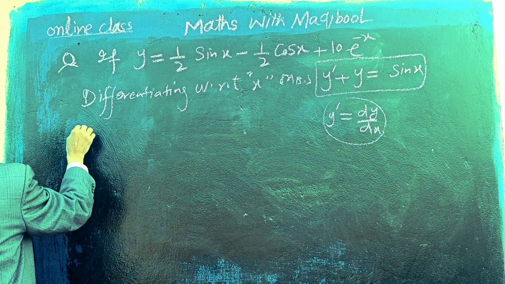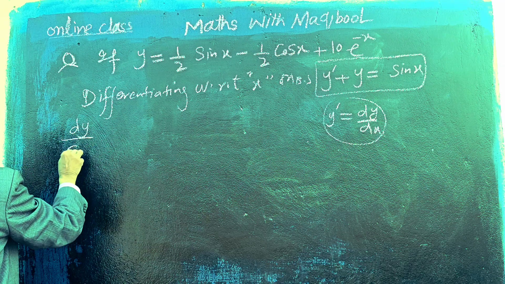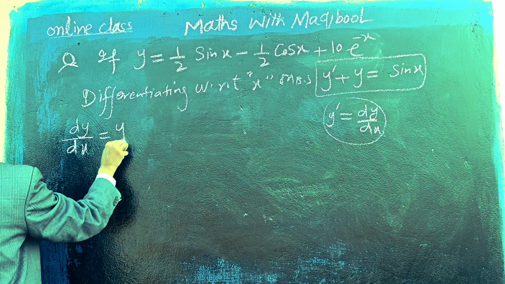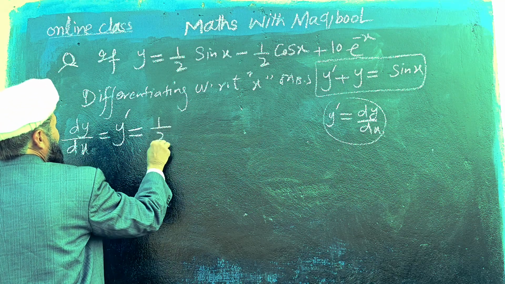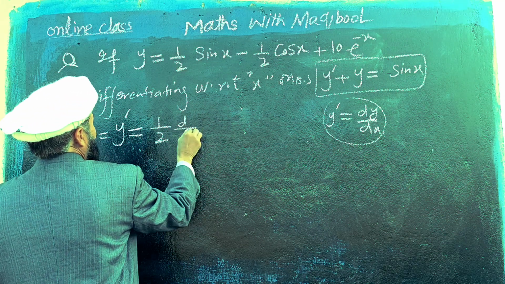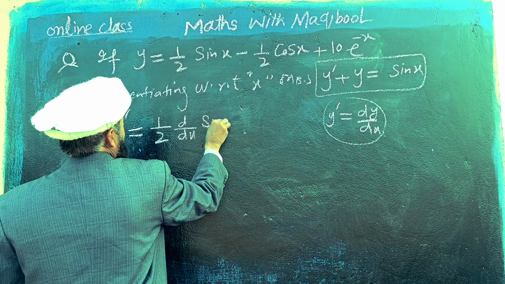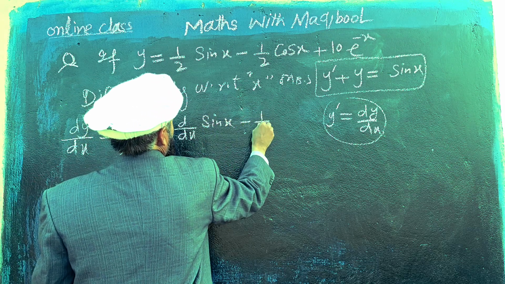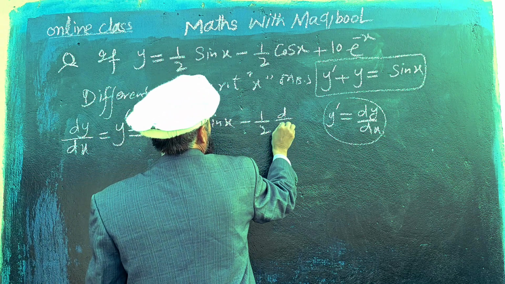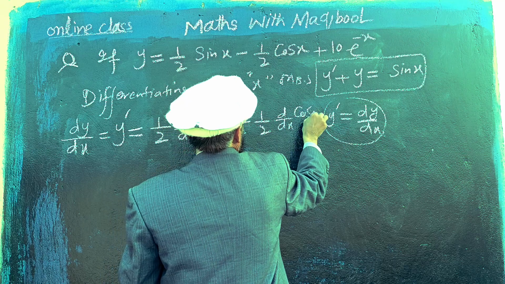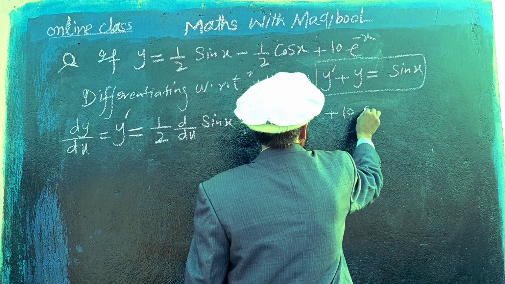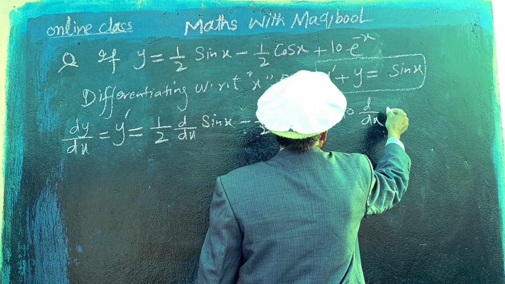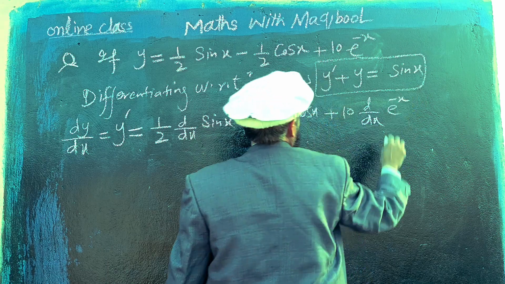So dy by dx, we can write y dash, is equal to: 1 by 2 is constant, we take it outside, and dy by dx of sin x, minus 1 by 2 dy by dx of cos of x, plus 10 is also constant, we take it outside the derivative, and e power minus x.